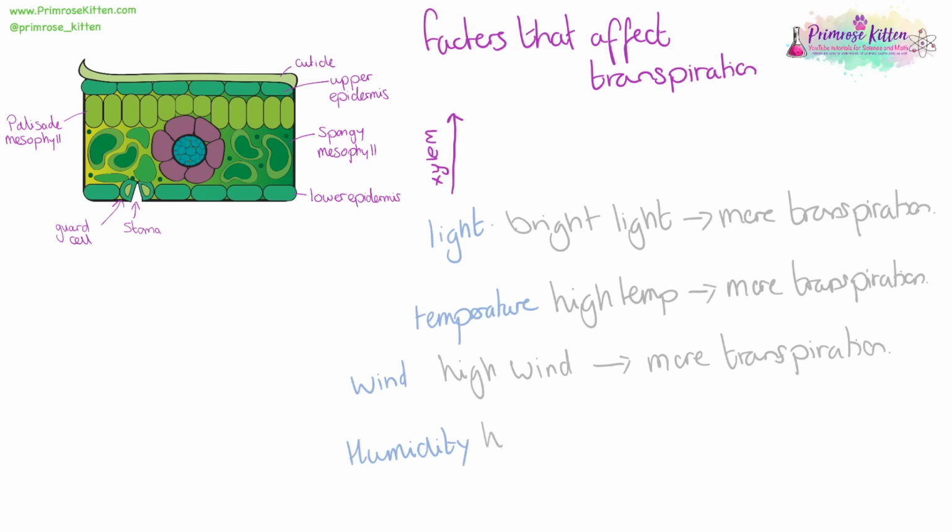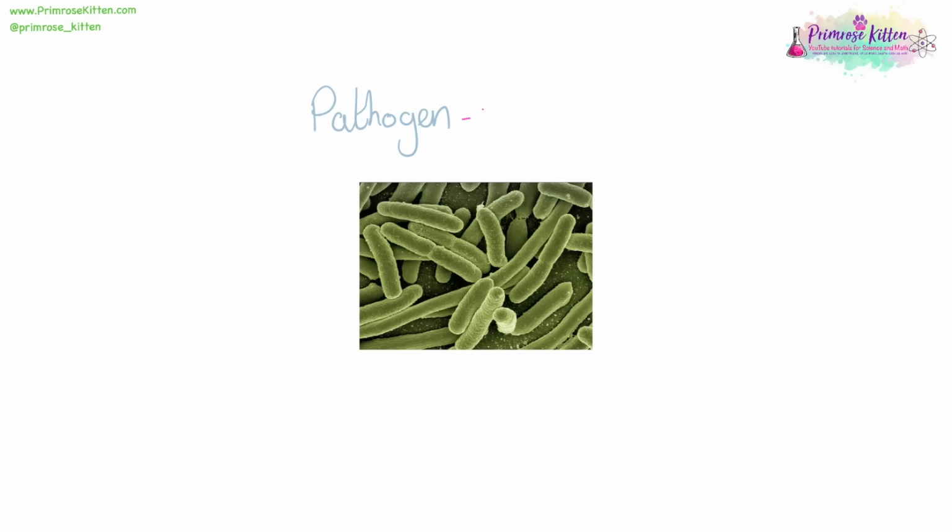And if we have high humidity, this is going to lead to lower transpiration. Water is going to struggle to leave the leaf because there is a very high concentration of water. It's very humid outside.